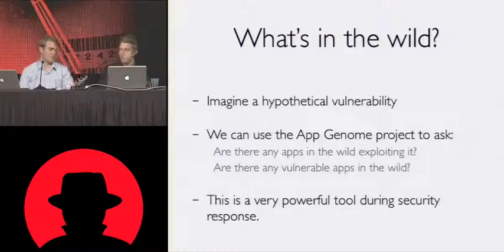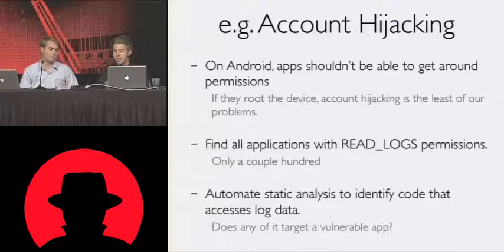Right, so I mean, what's so cool? We have real data. Not only can we discover what's happening very quickly, we can respond to what's happening super quickly. So let's take an example of this account hijacking vulnerability we talked about earlier. On Android, apps shouldn't be able to get around their permissions. We talked about modulo root. And let's imagine we find all applications with read log permissions, right? In order to exploit the hypothetical service we described, you need to be able to read the logs that app spits out.